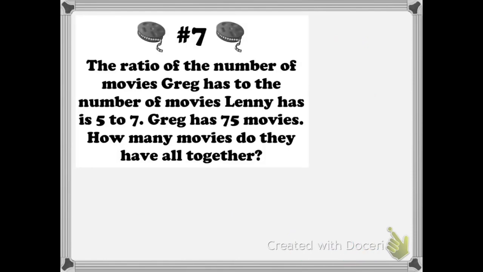All right, let's take a look at this problem. This is a great problem. When it comes to word problems and proportions, I always tell the kids, make sure that you are providing some type of label here. So let's take a read through. The ratio of the number of movies Greg, so we can put Greg on top, has to the number of movies Lenny has, Lenny can go on the bottom, is 5 to 7.